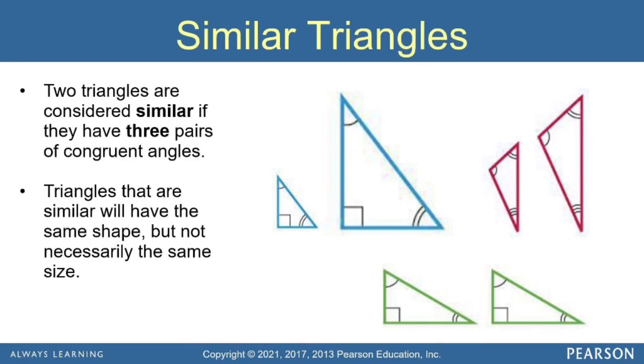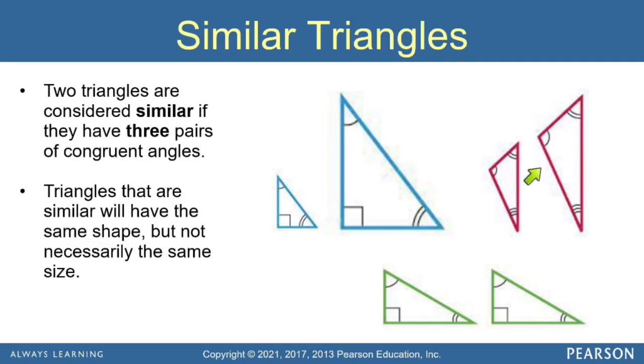Now let's move into similar triangles. So two triangles are considered similar if they have 3 pairs of congruent angles. Triangles that are similar will have the same shape, but not necessarily the same size. So I've got a few pairs of similar triangles here. Let's look at this first pair. You can see that they have 3 pairs of congruent angles. This angle in the small triangle is congruent to this corresponding angle in the big triangle. Both of these angles are right angles. This angle is congruent to that angle. And so the triangles are the same shape, but one is smaller and one is larger.